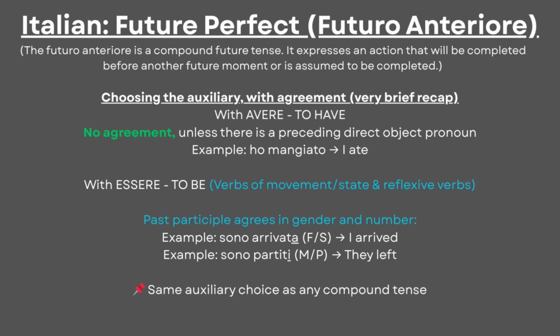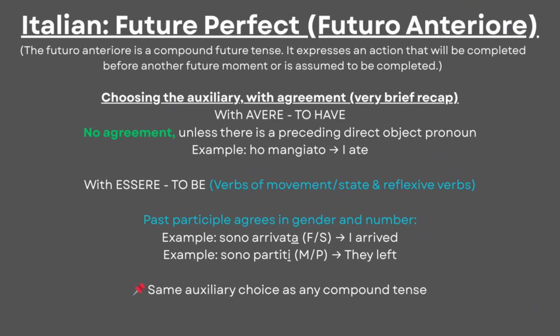When avere is the auxiliary, past participles are not affected by agreement, unless there is a preceding direct object pronoun. But when essere is the auxiliary, participles will always change because of agreement rules, where they must match the gender and number of the subject, especially in verbs of movement and reflexive verbs.